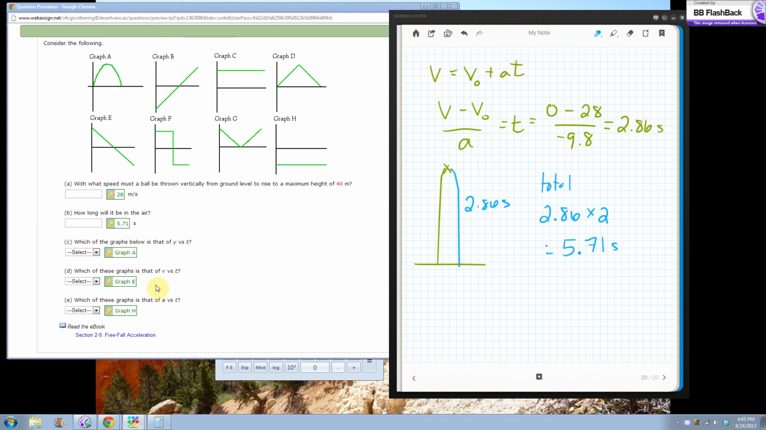Which of these is that of V versus T? Well, I know the velocity started out going up, which is positive, and then it pauses at the top, and then it comes back down with a negative velocity, so I should have something that starts off positive, passes 0, and ends up negative. The only one that does that is E. And finally, acceleration. The acceleration the whole way was gravity, so it's a constant negative 9.8 meters per second squared. The only one that does that is H.